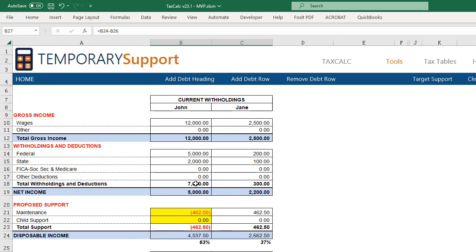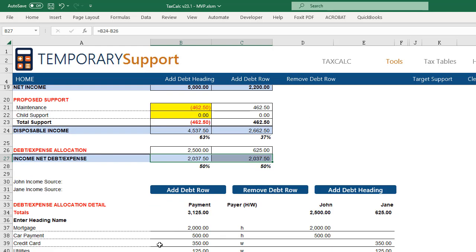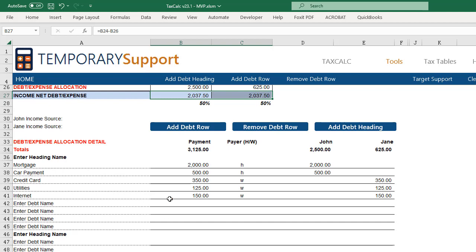So this is a temporary support calculator. A lot of features, a lot of ways to use this. Again, you can use this target support to do a number of things. Add rows, delete rows in creating your expenses here on the bottom.